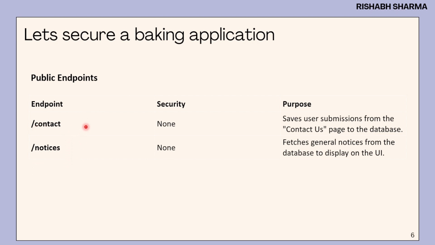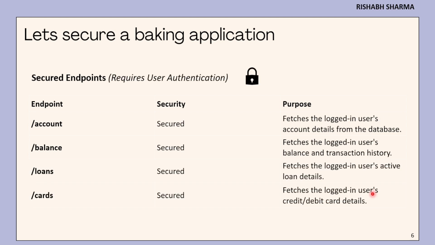These two endpoints are basically our public endpoints which do not require any authentication. The contact endpoint saves your submission from the contact page to the database, and the notice endpoint fetches your general notices from the database to display on the UI. These are the two public endpoints that do not need authentication. Let me move to our next slide.